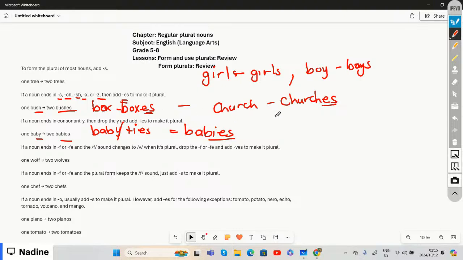All right, so then we have babies. So then also we have family. If we have family and we want to write the plural form, then we drop the Y, we add IES, and then we have families.